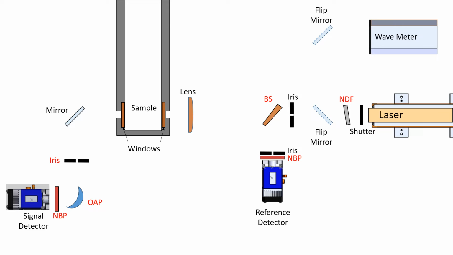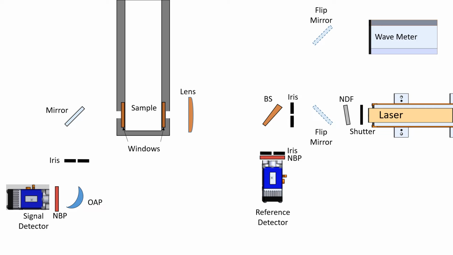First, notice that I've changed my nomenclature to a more descriptive naming convention. The pitch detector simply outputs a reference signal, so I've renamed it the reference detector. The catch detector provides the signal we are interested in produced by the species of interest, so I've renamed it the signal detector. Everything in red is simply an abbreviation of the full name from the previous slide: neutral density filter, beam splitter, narrow band pass filter, off-axis parabolic mirror, and iris.